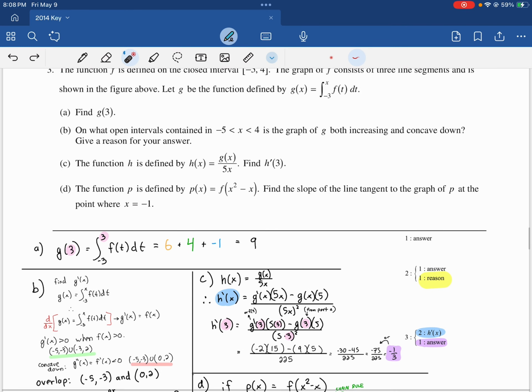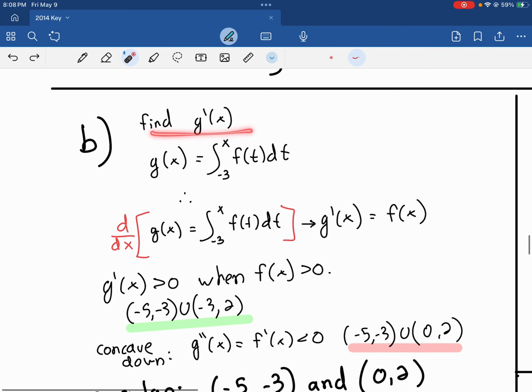On what open intervals contained from -5 to 4 is the graph of g both increasing and concave down? If I want to know when g is increasing, I want to know when its first derivative is positive. And when it's concave down, I want to know when the second derivative is negative. So let's find when the first derivative is positive. I first want to find g prime of x.